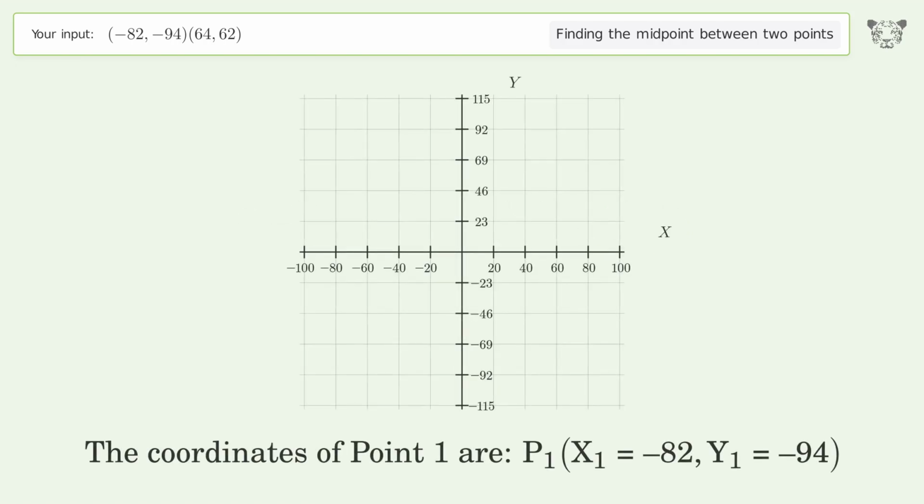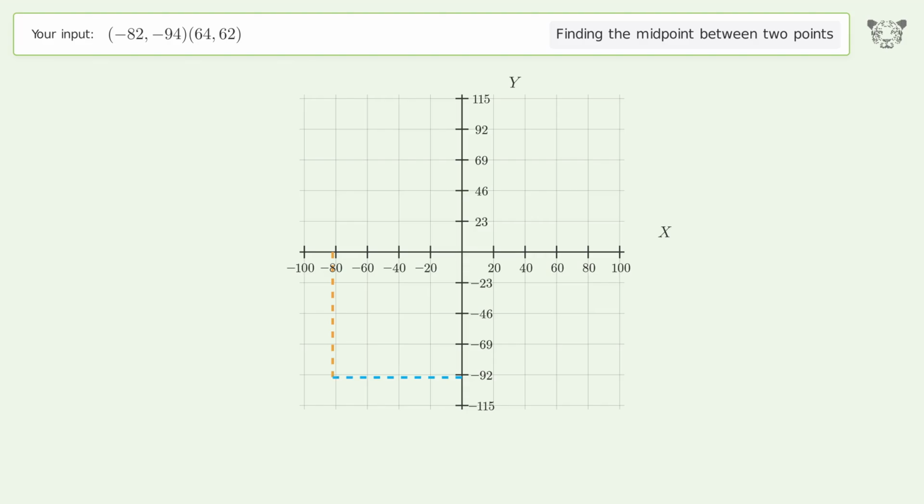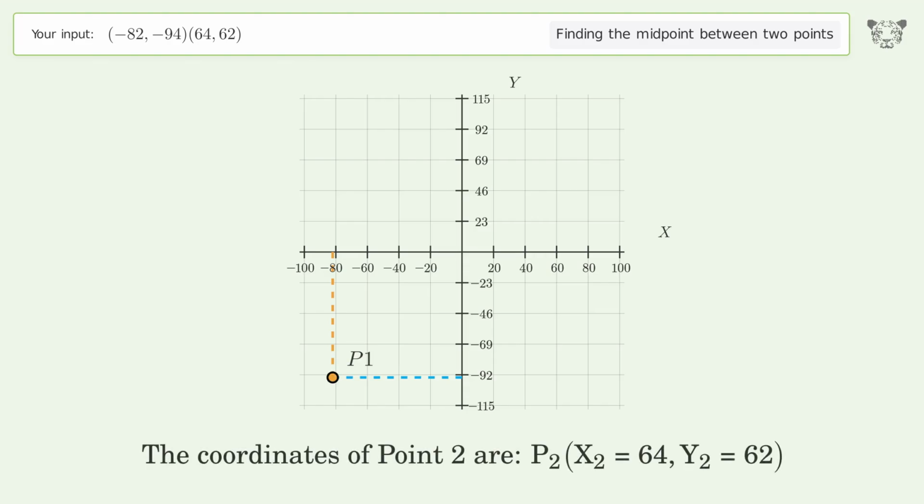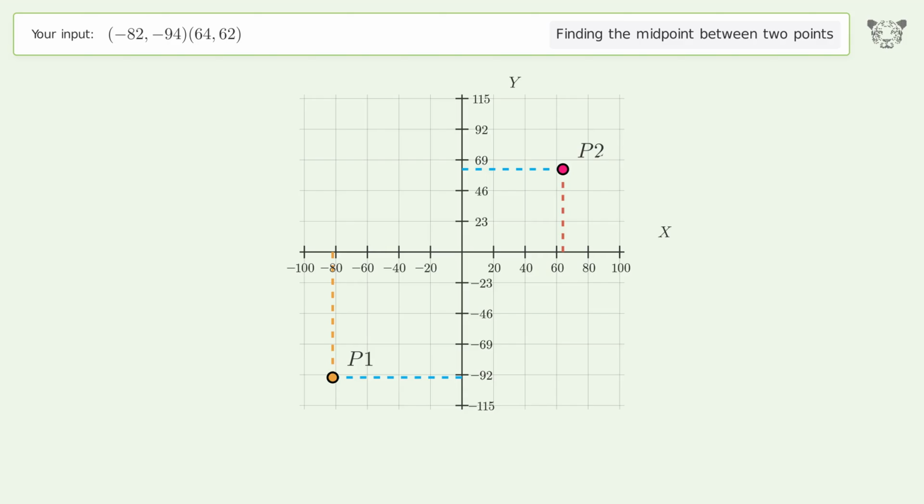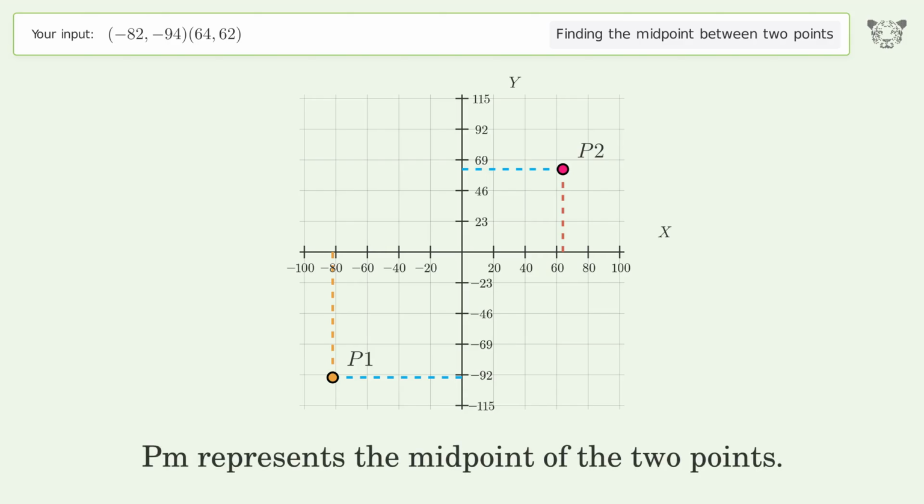The coordinates of point 1 are, x1 equals -82, y1 equals -94. The coordinates of point 2 are, x2 equals 64, y2 equals 62. PM represents the midpoint of the 2 points.